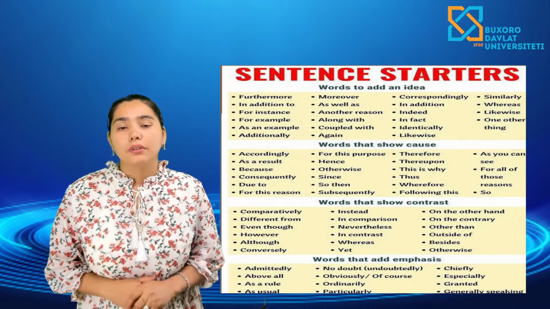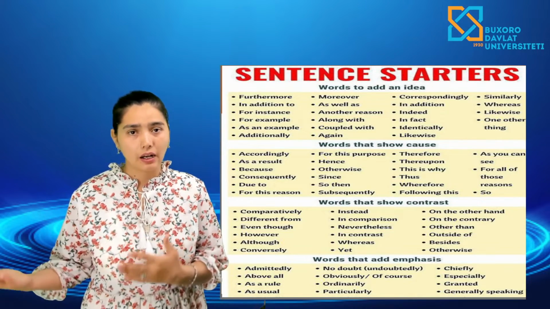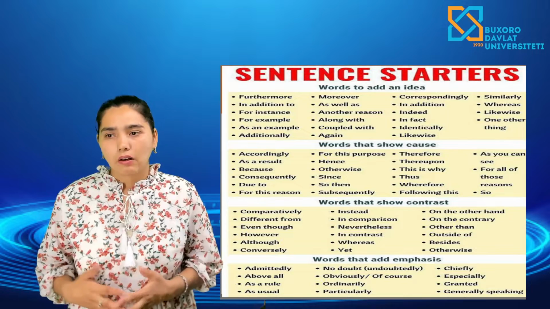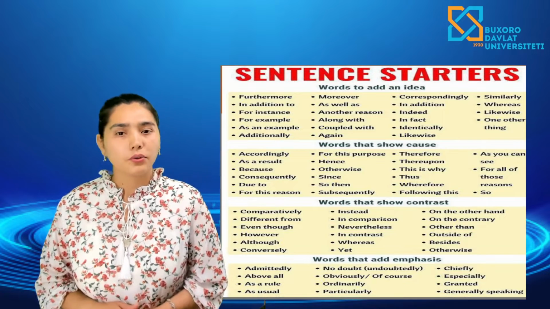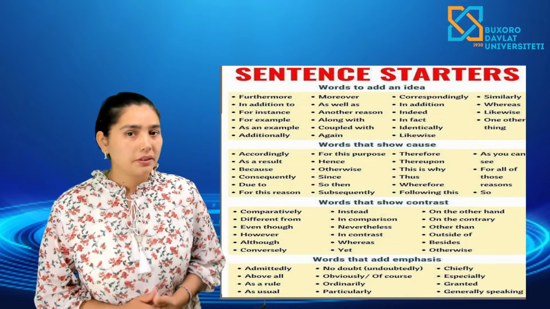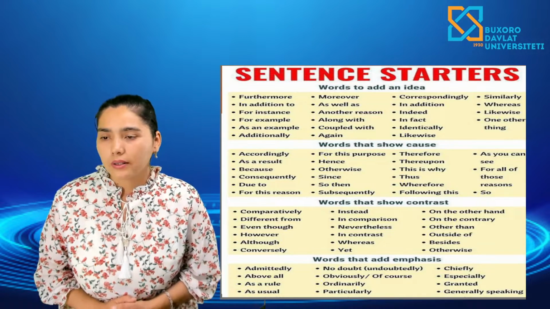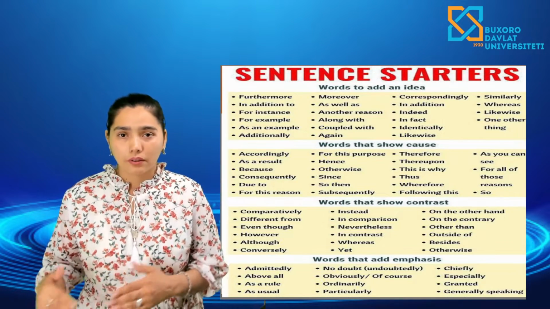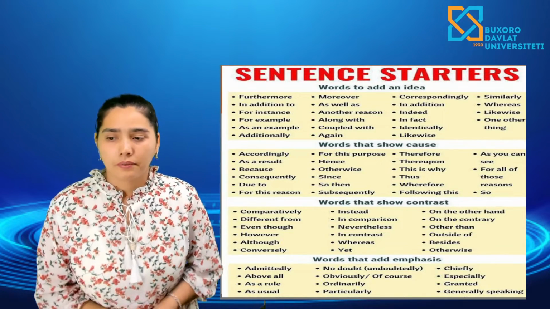The next category is words that add emphasis to the points that have been said in the context. For example, I'm speaking and I want to make a strong emphasis on my concept or idea. I can use admittedly, above all, as a rule, as usual, no doubt, undoubtedly, obviously, chiefly, especially, particularly, generally speaking, ordinarily, granted. Why? Because sometimes speakers or interlocutors need to emphasize some patterns or fragments of the speech in order to show their importance to the listeners.